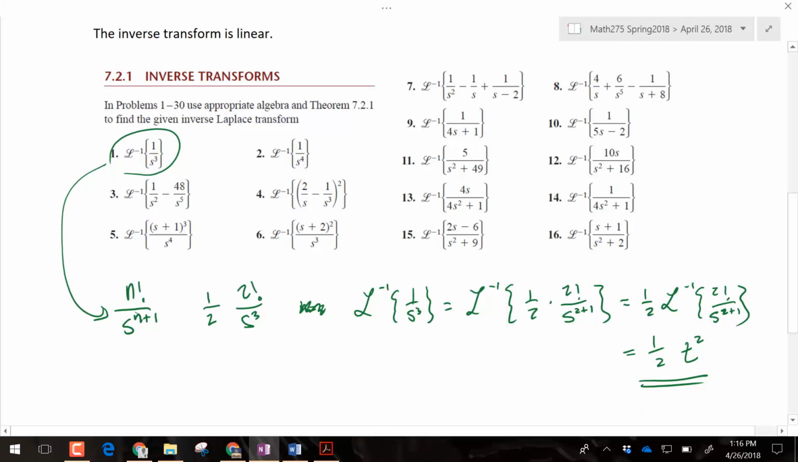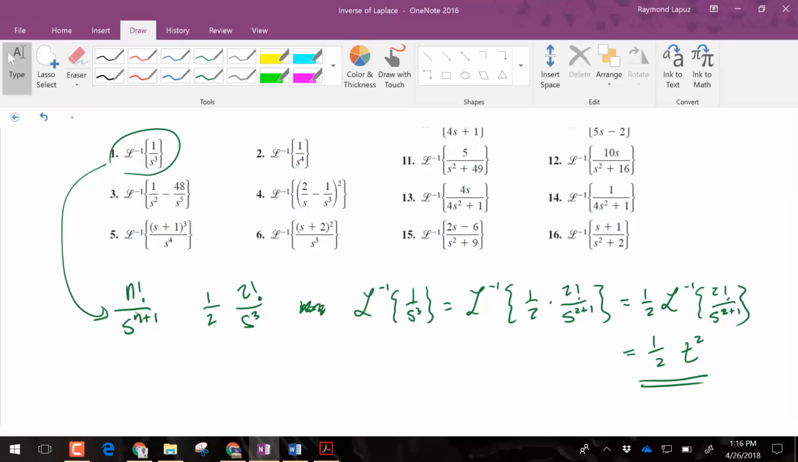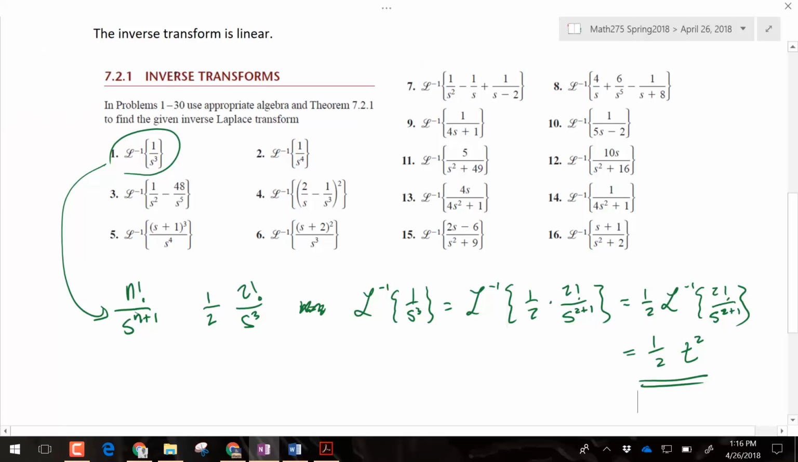Gotta start somewhere. Let's try another one. Let's try number 10.